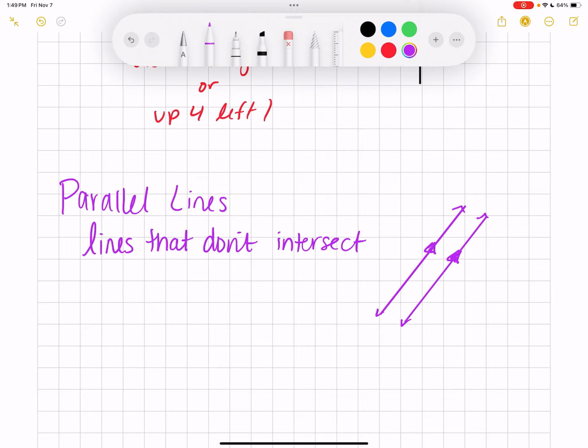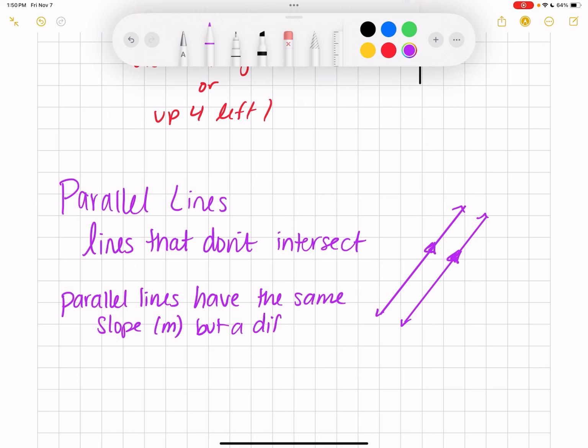I'll bring it tomorrow. All right, so parallel lines have the same slope, which is our M, but a different y-intercept, which is our B. So what they're going to do in the next few problems is they're going to give you two equations of lines in one problem, and you're going to tell if the lines are parallel or not.